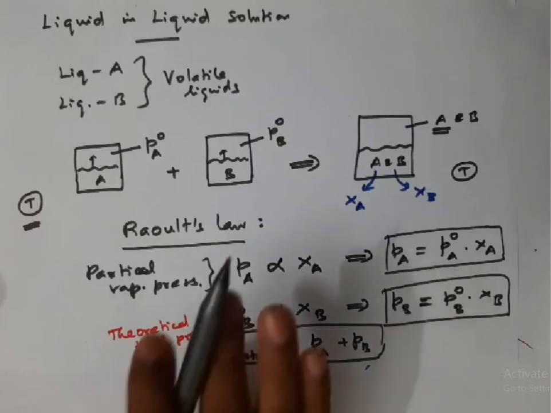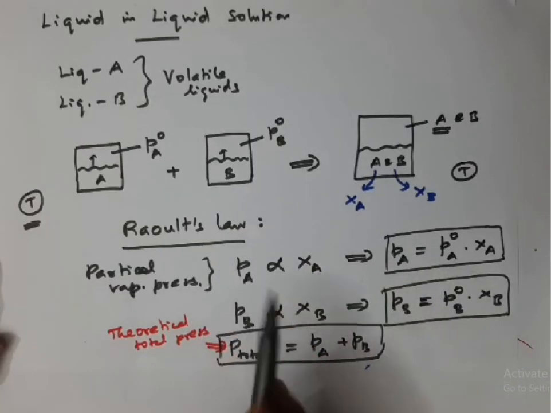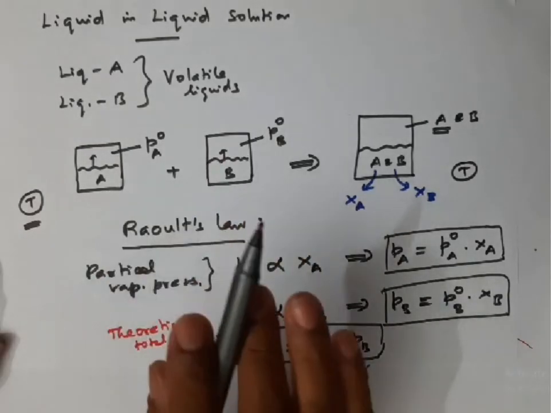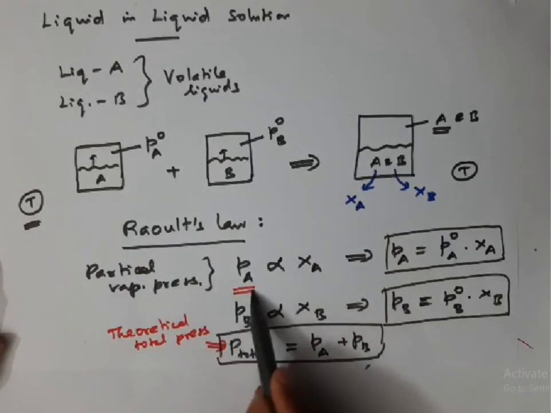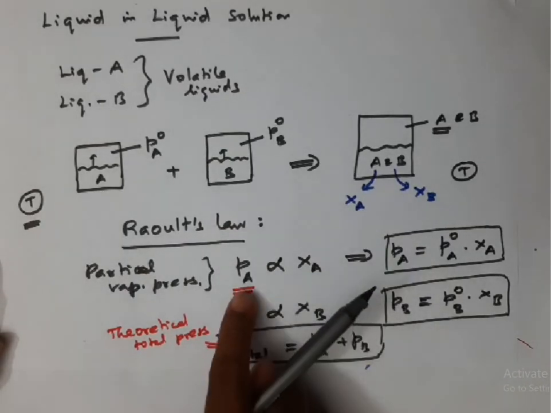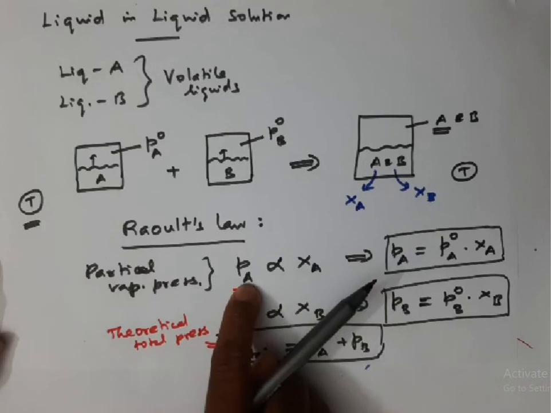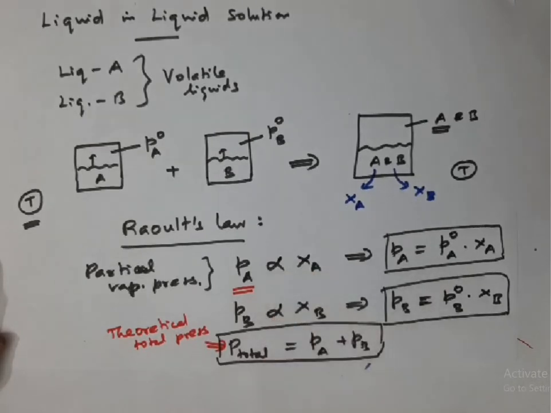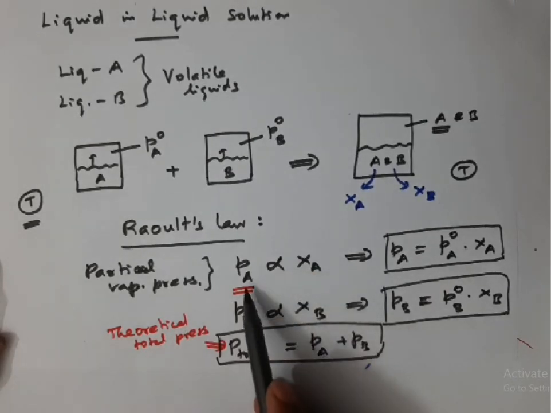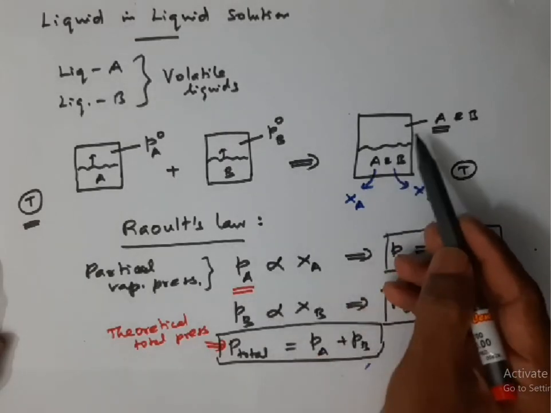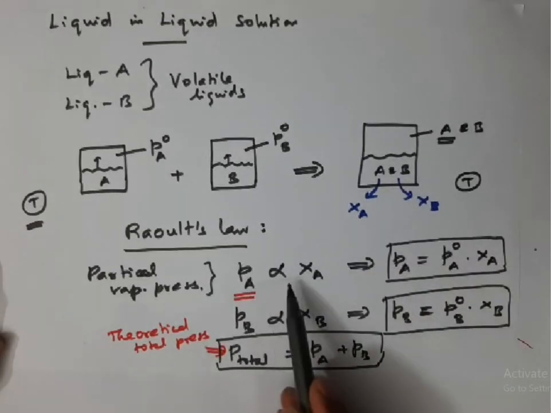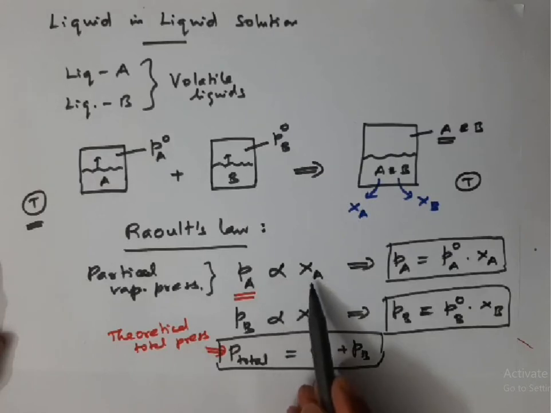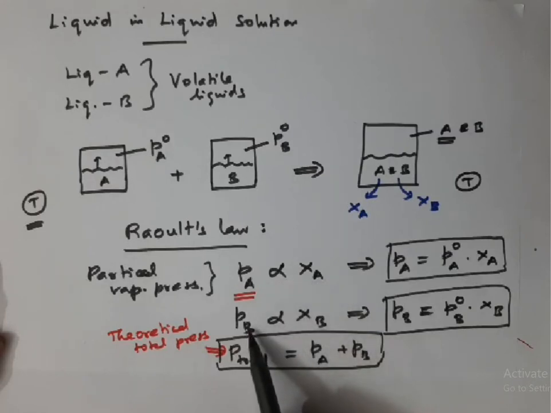What is Raoult's law? Raoult's law is very simple. Listen, at a given temperature, the partial vapor pressure exerted by a component is directly proportional to the mole fraction of that component present in the liquid phase. Here we have two components in the solution, A and B. So partial pressure of A is directly proportional to mole fraction of A. Similarly, partial vapor pressure of B is directly proportional to mole fraction of B.